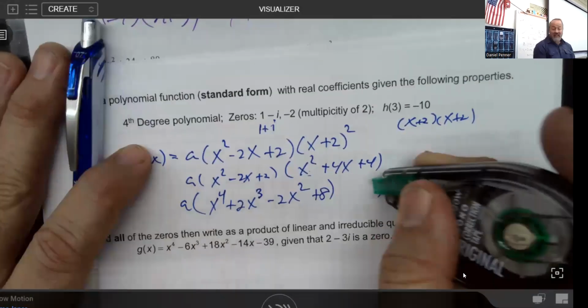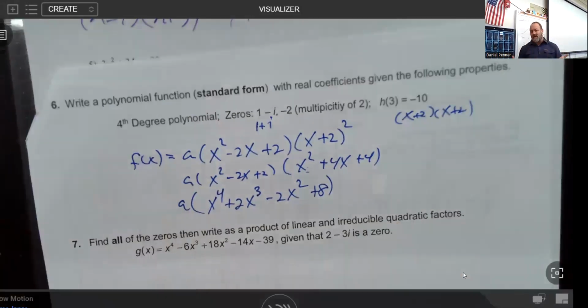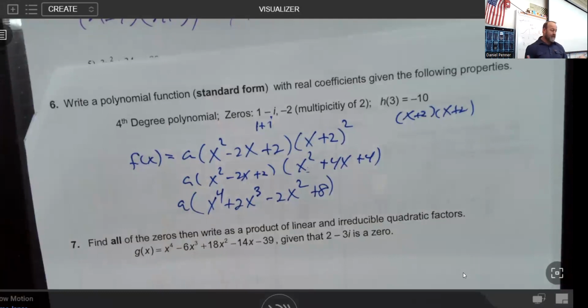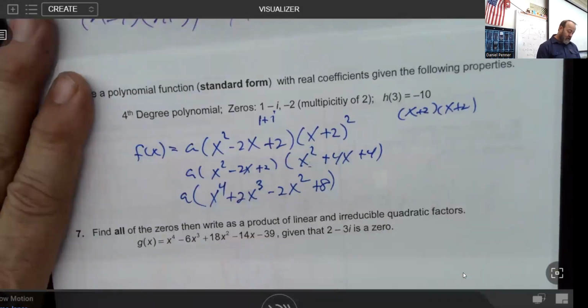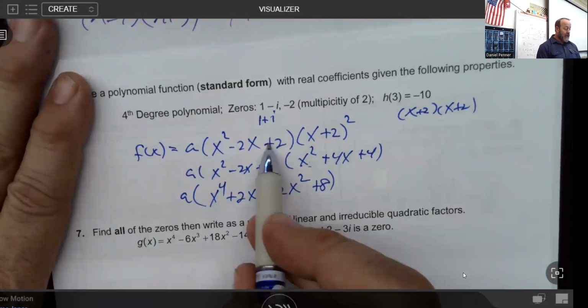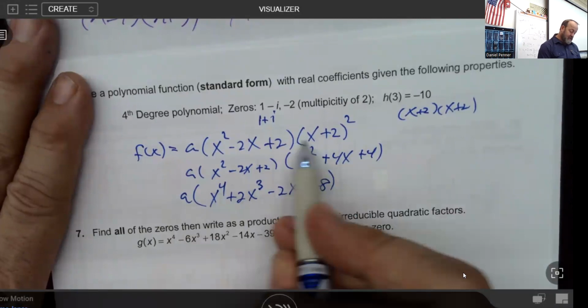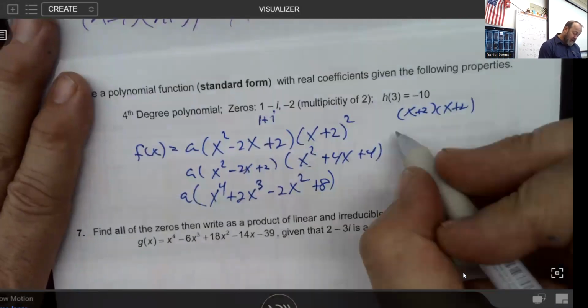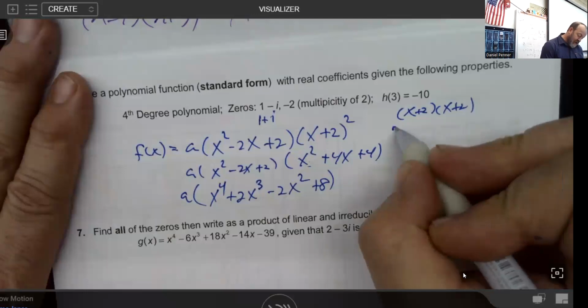Now, that is pretty much the answer, but we had one little caveat: I said I wanted it to go through the coordinate (3, -10). So what I did is I plugged in 3 for all of the x values, and we could either plug it in right here or right here. It doesn't matter. Right here is probably the easiest place. So according to the rule here, it says h of 3. I'm using f. I should have used h.